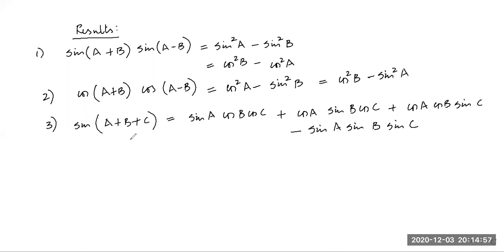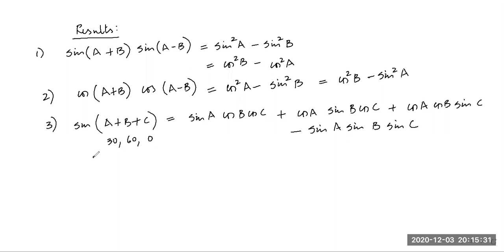So how will you prove it? Again, you take A as maybe 30, take B as 60, take C as 0. Then try to prove, is it right? So you'll see this is right. So again, sine of A plus B plus C is equal to sine A cos B cos C plus cos A sine B cos C plus cos A cos B sine C minus sine A sine B sine C. So if you want to prove it, you can prove it by this 30 plus 60 plus 0.